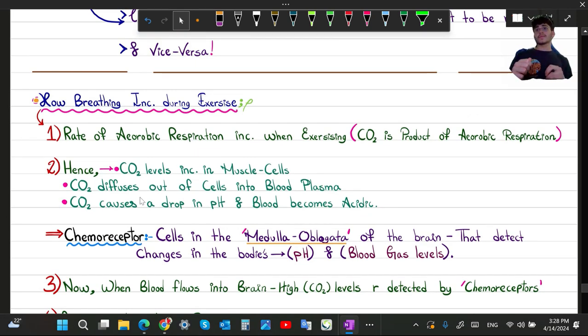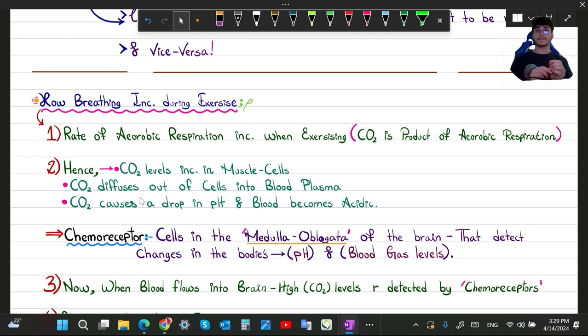Let's review this one more time. Our breathing. How does it increase during exercise? During exercise, we are respiring aerobically. By aerobic respiration, we are taking in oxygen and expelling carbon dioxide. Because we're expelling so much carbon dioxide, it will increase in our muscle cells and in the blood plasma, and it will reduce the pH of the blood and make it acidic. As this happens, this blood with a high concentration of CO2 is going to flow into the brain. In the brain, we have chemoreceptors.